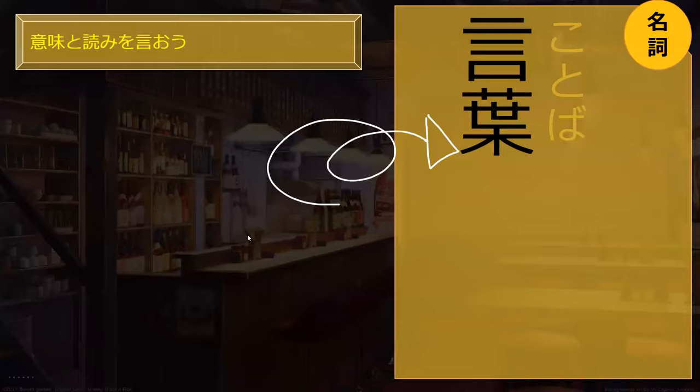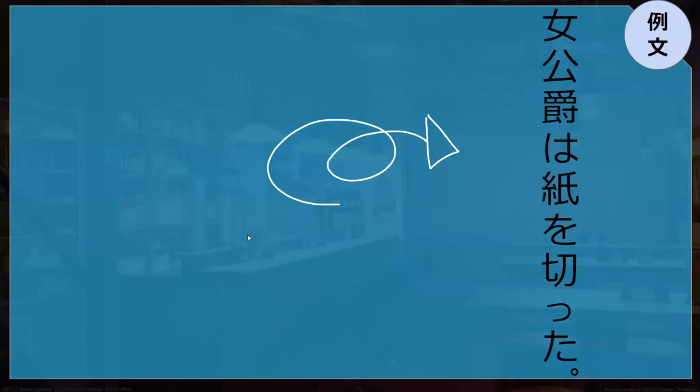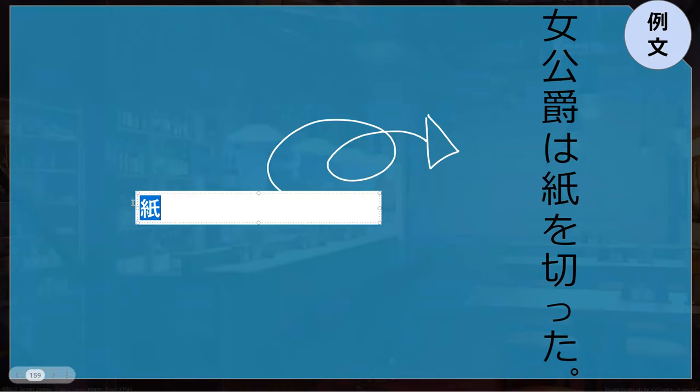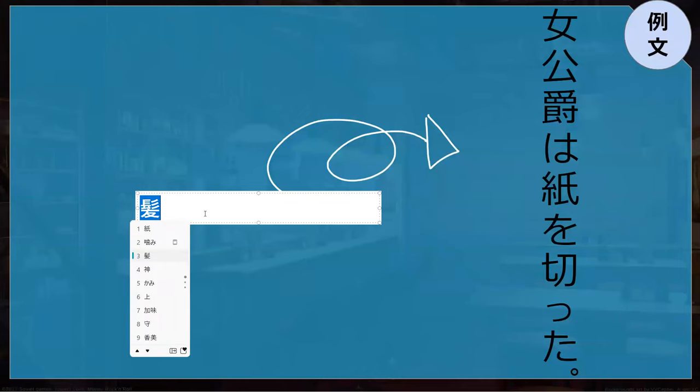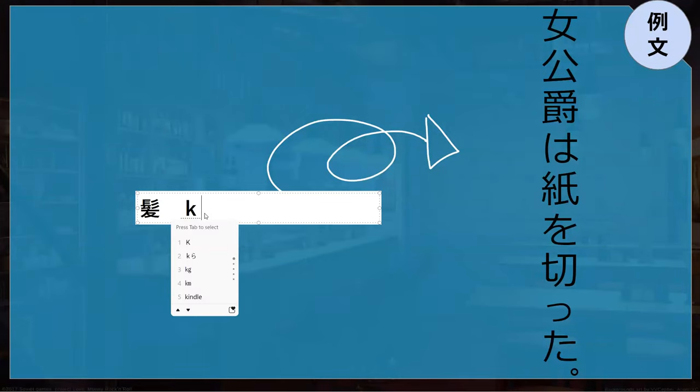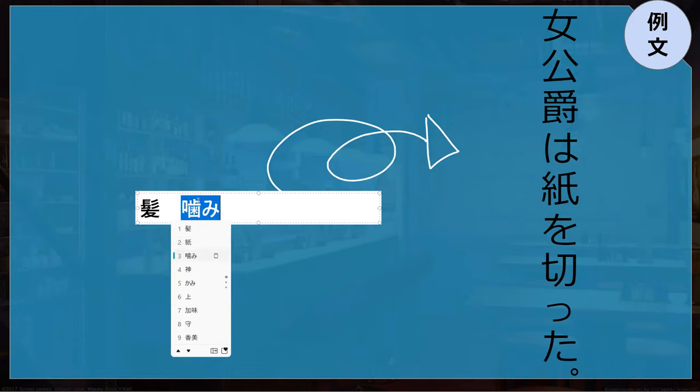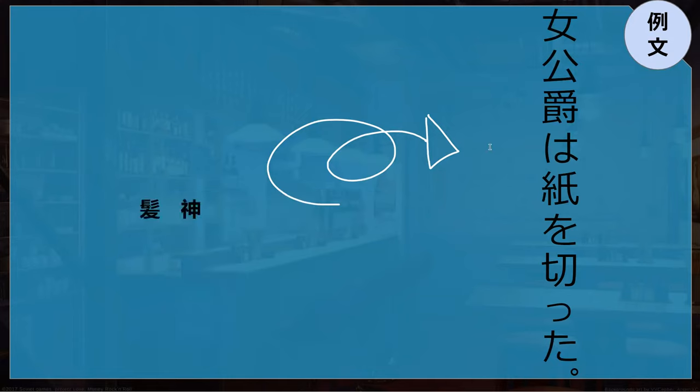What is kami? Kami, hair. She cut the hair. Hair is kami, that is correct. The kami for hair would look like this. And kami for God looks like this. Different kanji.